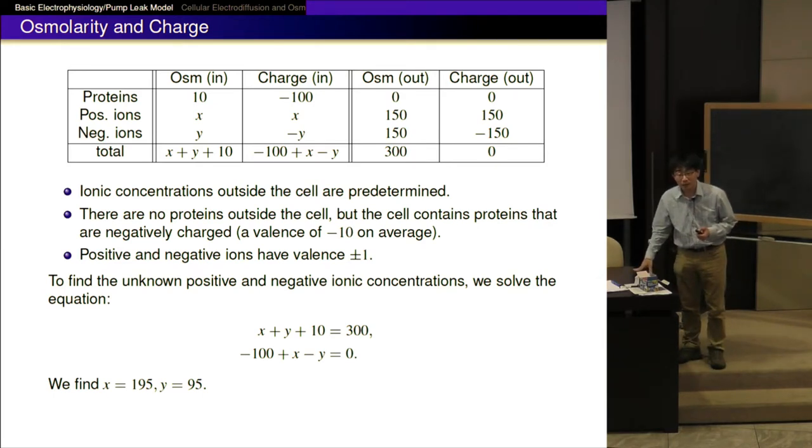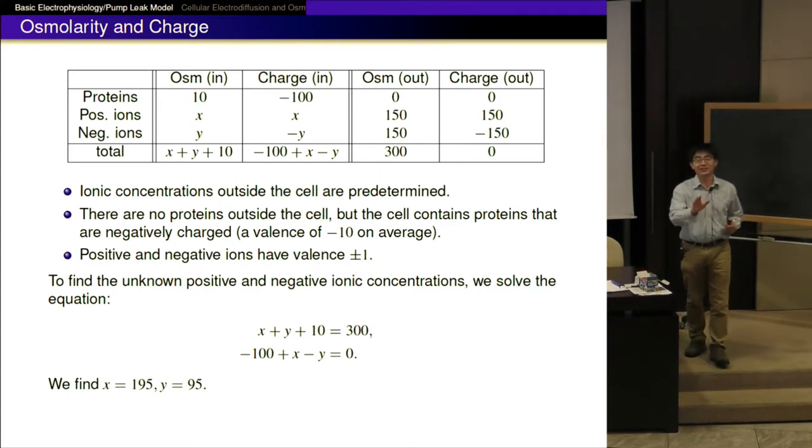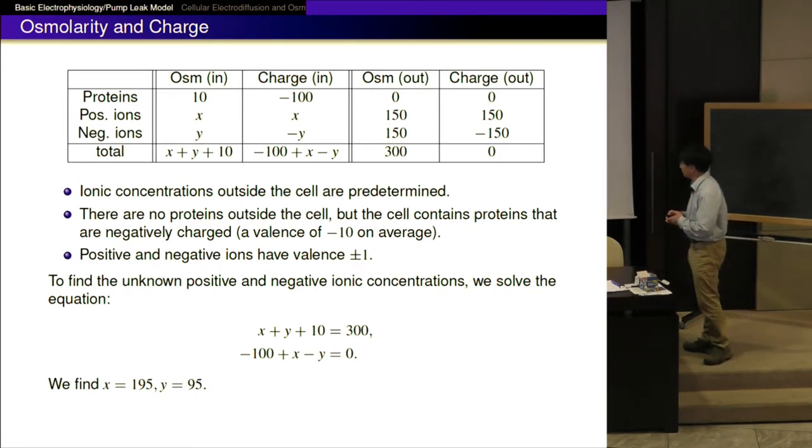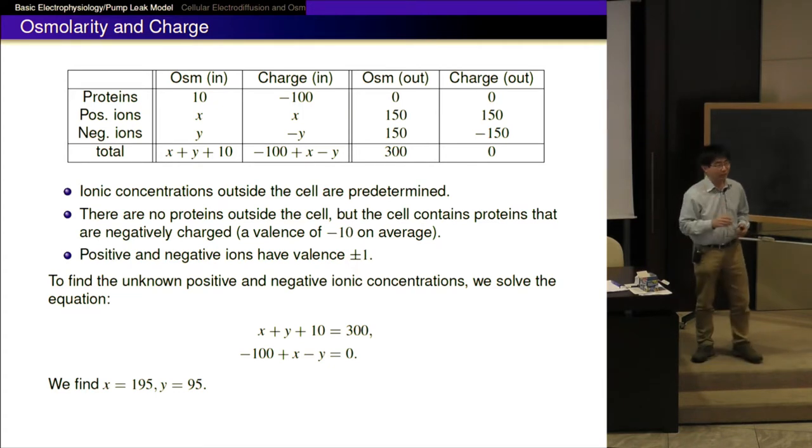I guess the concentration of ion outside the cell is also regulated. Yes, that is true. This is a simplification. You're right, so I'm here assuming that. Yeah, that's a very good point. But anyway, so let's say we do that, and then we want charge neutrality. So basically, positive and negative ions, you have the same number of them.